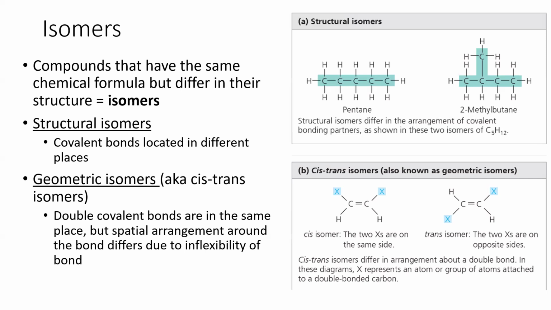Now, there's one carbon molecule, I'm trying to remember its name. It's C20H42, and it has something like 366,000 different isomers from just one chemical formula. So there's tons of different isomers out there, and the more carbon-hydrogen atoms you have in a molecule, the more potential there is for isomers. Questions here?